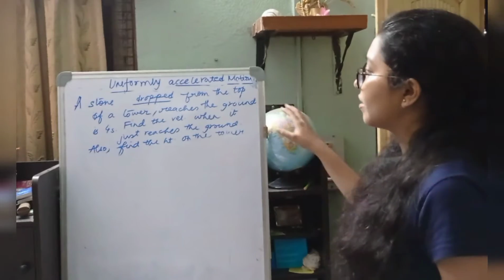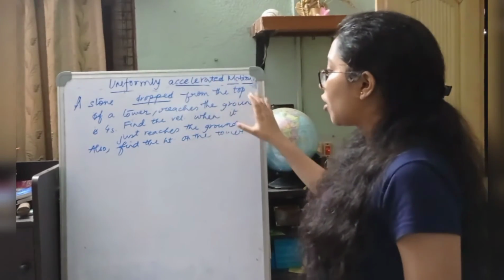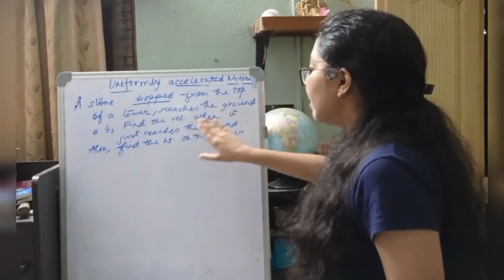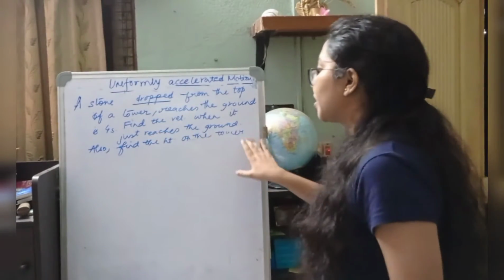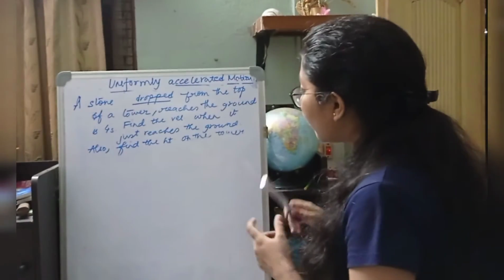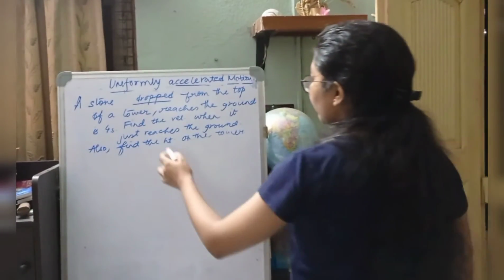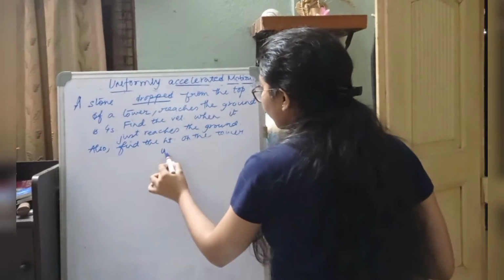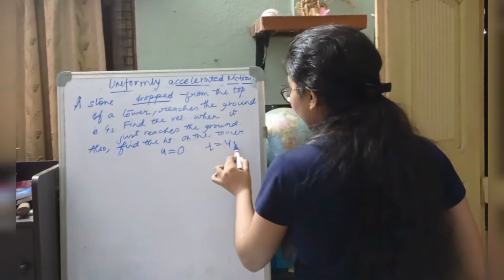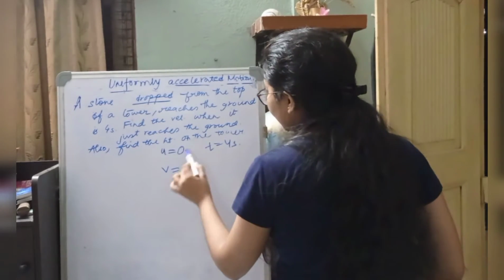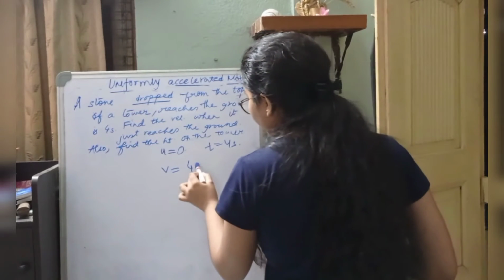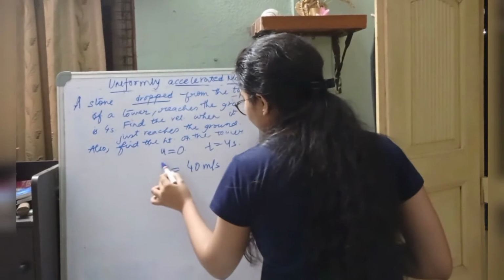It has been given that a stone dropped from the top of a tower reaches the ground in 4 seconds. Find the velocity when it just reaches the ground. Also find the height of the tower. So first of all, it has been given that the stone is dropped. That means u is equals to 0. Then the time is given as 4 seconds. So v is nothing but u plus gt. If I directly do, the value becomes 40 meter per second.